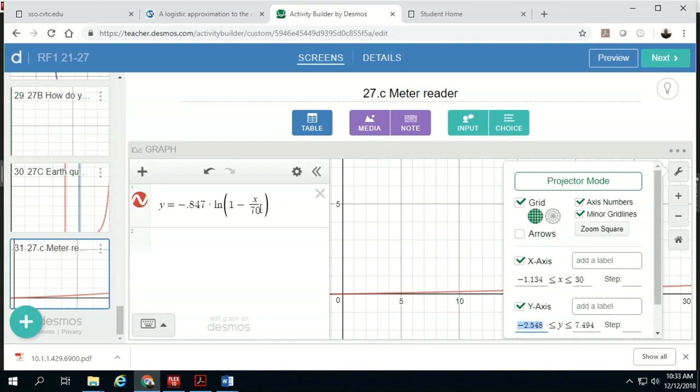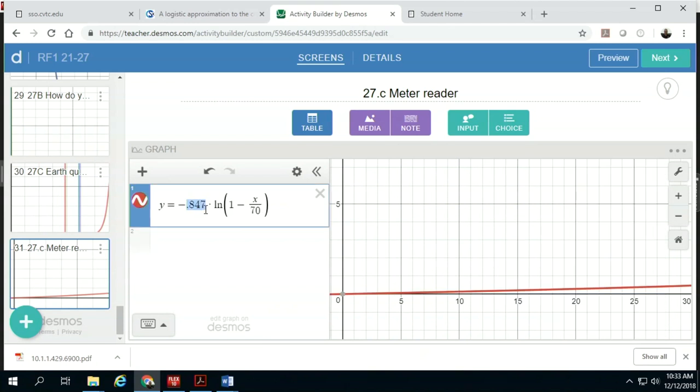Let's try it again. Seven divided by ln of 1 minus 40 divided by 70 is, oh, it's negative 8.26. That's why I was kind of confused. Negative 8.26. Okay, so let's put that into our formula. Negative 8.26. There we go.